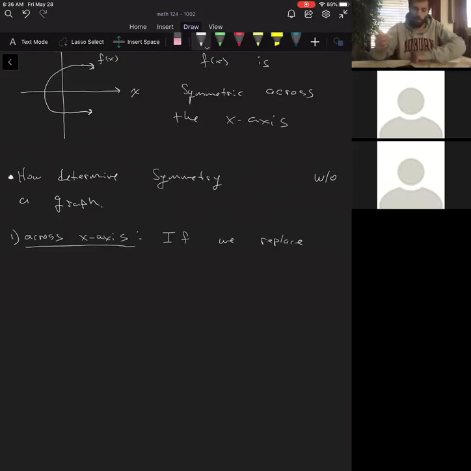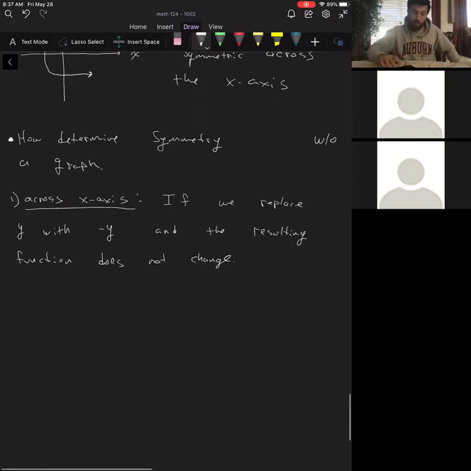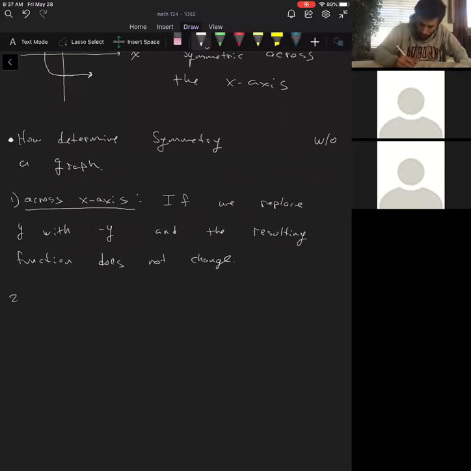Yeah, so if we replace y with minus y, and the resulting function does not change. This will make sense in a second when we do examples. And then across the y-axis, it is if we replace x with minus x, and the resulting function doesn't change.